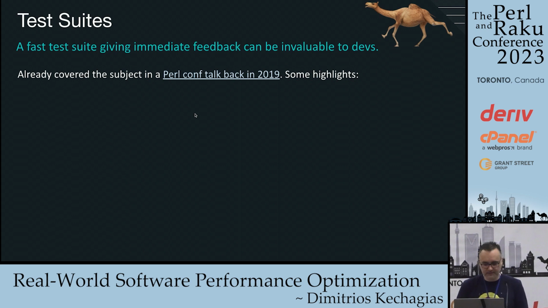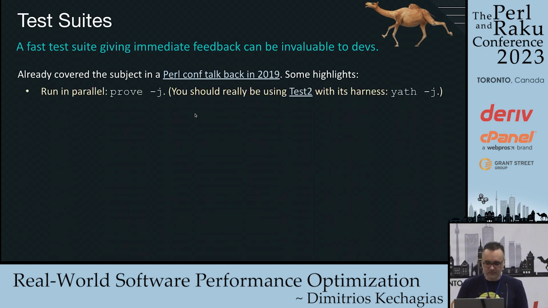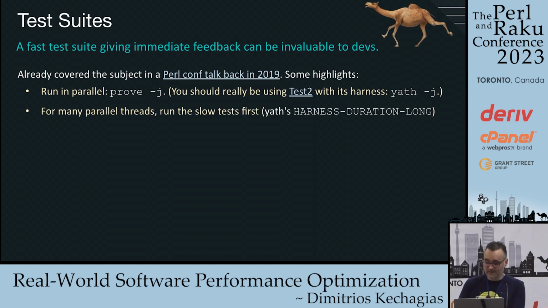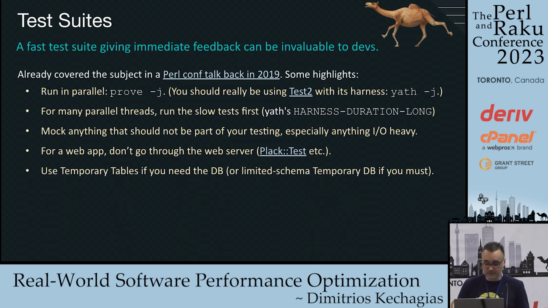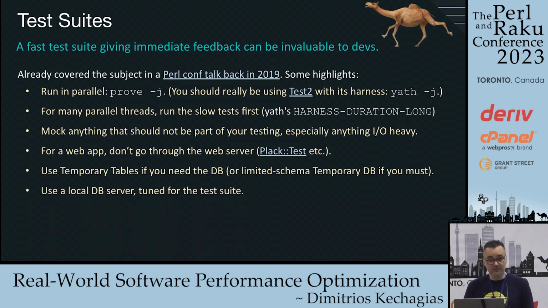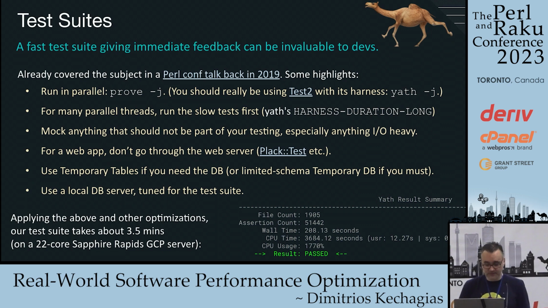I will have a link for that. Some highlights: use parallel, obviously, and preferably with Test2's YAF. Run the slow tests first so you don't starve the parallel queues. Mock everything you can. Don't go through a web server. Use temporary DBs when you want, which are very fast, or a limited schema temporary DB if you must.